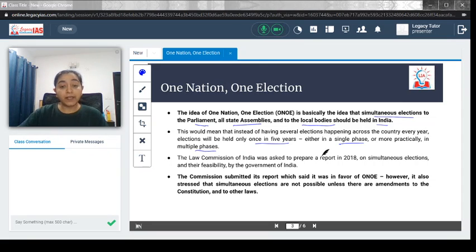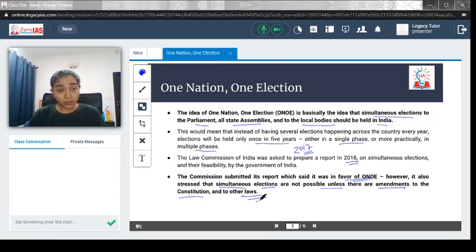The Law Commission of India was asked by the Government of India to prepare a report in 2018 on simultaneous elections and their feasibility. So in 2017 it was Niti Aayog which came up with the paper. Then in 2018 the Law Commission also looked at the feasibility and submitted its report, which says it is in favor of one nation, one election. However, it also stressed that simultaneous elections are not possible unless there are amendments to the Constitution or to other laws. This is the constraint as of today.